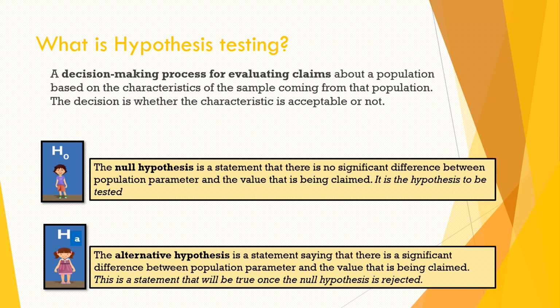So again, we have two types of hypothesis. We have the null and the alternative hypothesis. By the way, this is the symbol for null hypothesis. This is H sub 0 or H null. And we have the symbol for alternative hypothesis, H sub A. So, yun yung gagamitin natin sa mga susunod nating discussion. Para mas maintindihan natin ang null and alternative hypothesis, meron tayong samples.